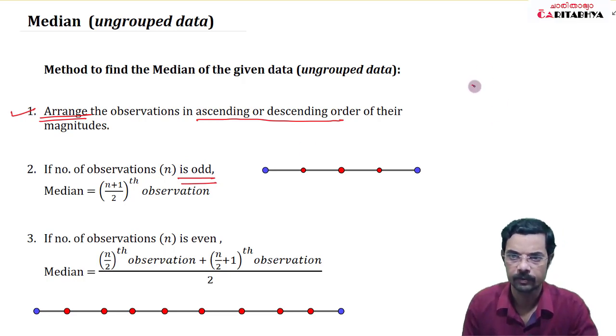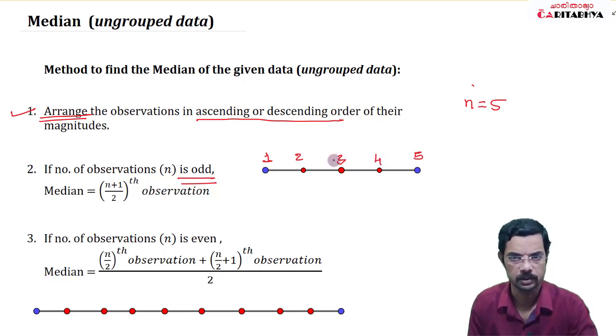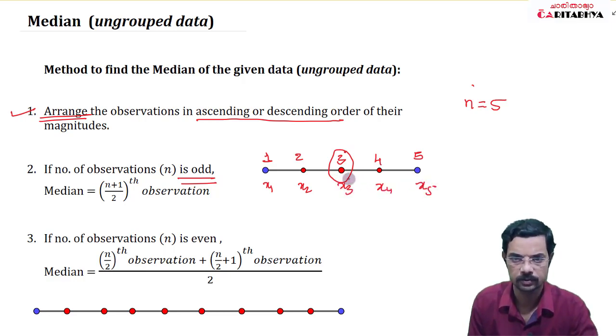say for example, if n is equal to 5, in this example, this is the first observation, this is the second observation, this is the third observation, this is the fourth observation, and this is the fifth observation. So median would be the third observation. Clearly, this third observation is the median. So this is x1, x2, x3, x4, and x5. So x3 will be the median.